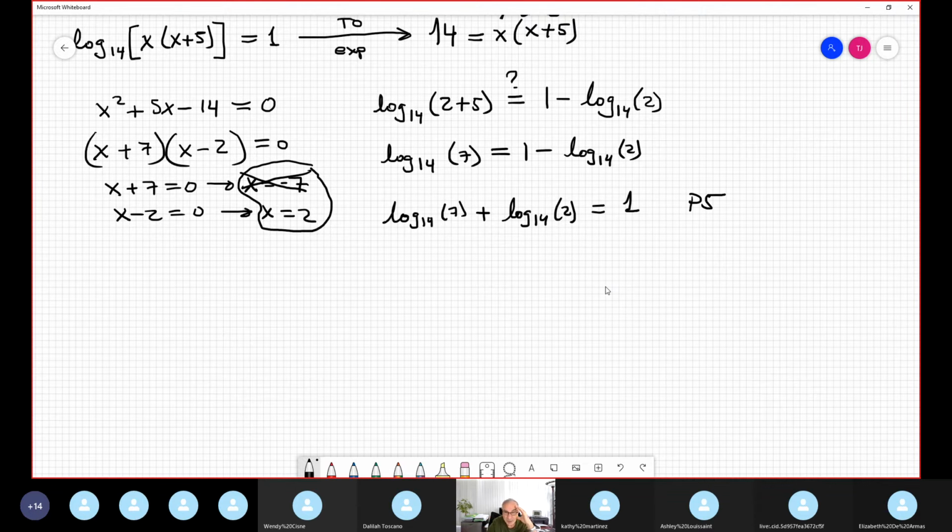Because it's plus, it's multiplication. Multiplication of what? Multiplication 7 times 2. When you condense in only one logarithm, we have 7 times 2 equals 14.